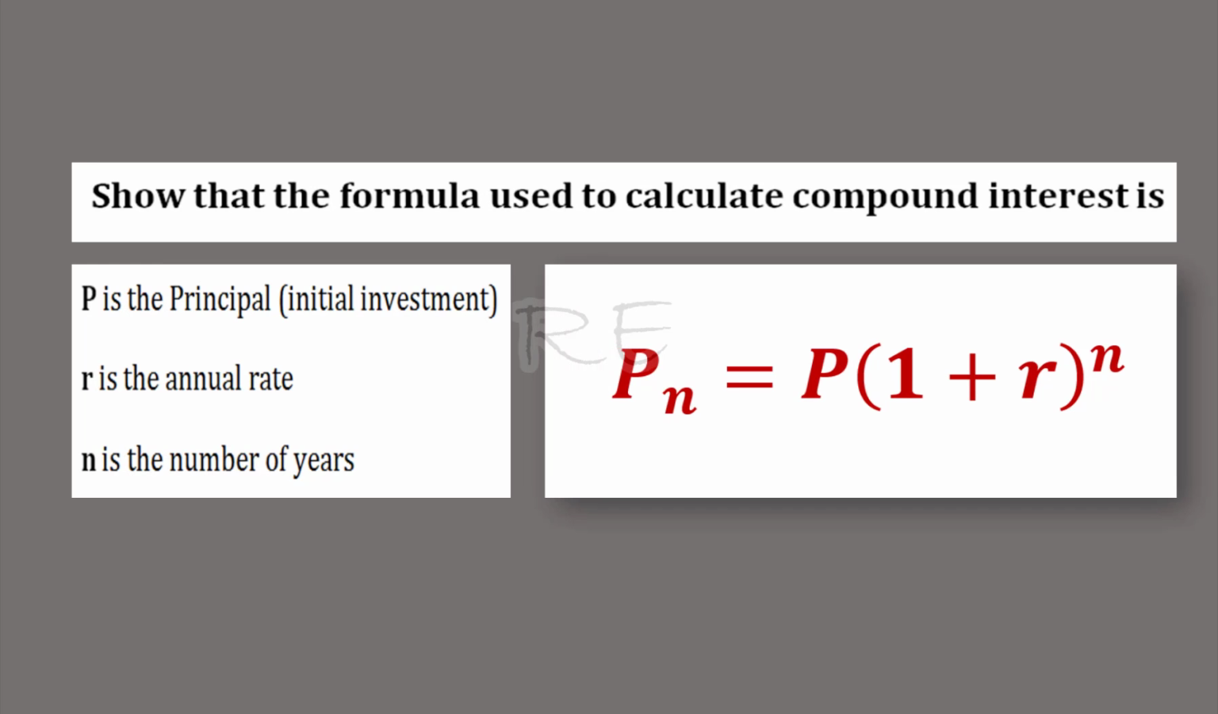Show that the formula used to calculate compound interest is Pn, the future value, is equal to P, the initial investment, times 1 plus R, the interest rate, between parentheses, exponent n, the number of years.